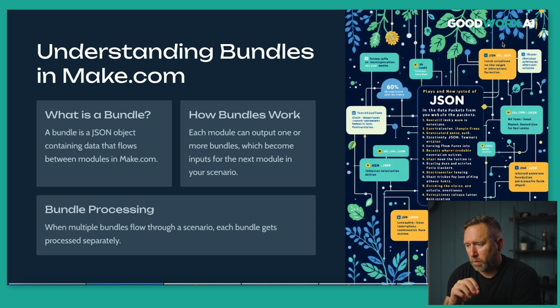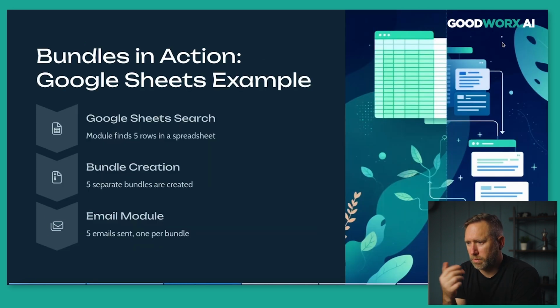When multiple bundles flow through a scenario, each bundle gets processed separately. For example, we've seen this before. We want to pull 5 rows from a spreadsheet in Google Sheets, and we get 5 bundles back. Let's say we wanted to pull 5 records from Google Sheets and then add an email module after the Google Sheets module. If we get 5 bundles back, then that means we would send 5 emails, because the next module is going to run the same number of times as the bundles returned from the previous module.